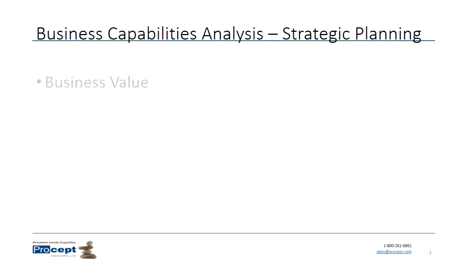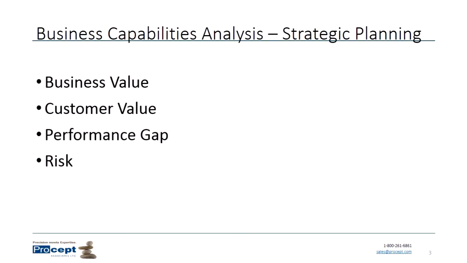So our capability analysis is a strategic planning activity. We're looking at what our capabilities are and asking ourselves a number of questions about them. What business value do those capabilities provide? What customer value do they provide? Do we have any performance gaps in these capabilities? Is there a capability that's not up to snuff, that's not doing what we need it to be able to do? And what risks do we have associated with these capabilities? So it's definitely a strategic planning tool, where we are assessing our capabilities to see what kind of business value and customer value they provide, what kind of gaps they have, and what risk might be associated with them.